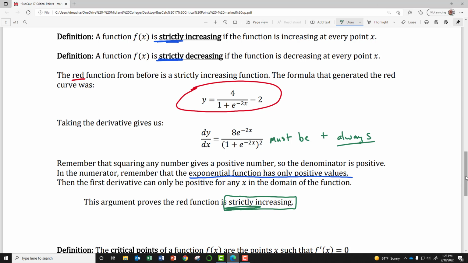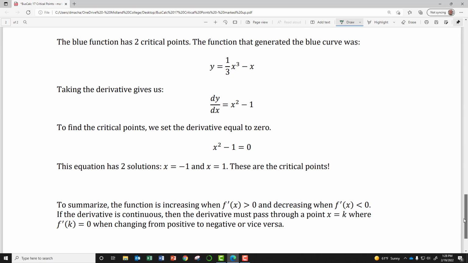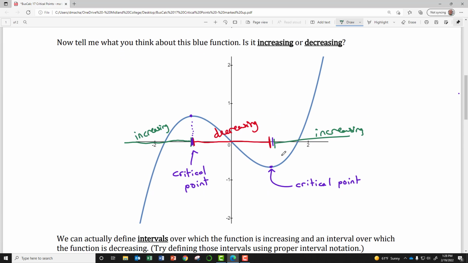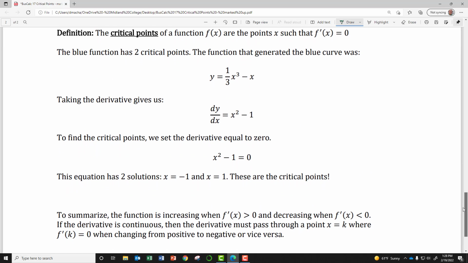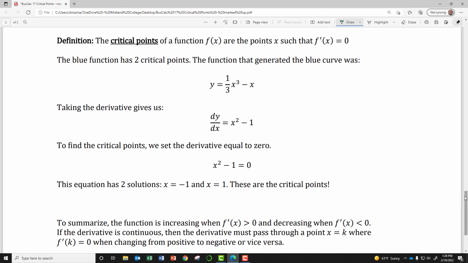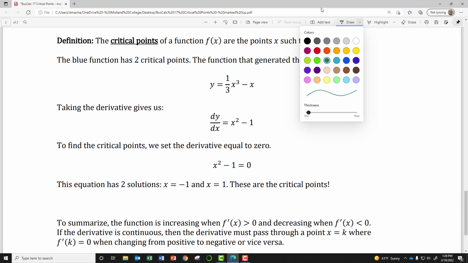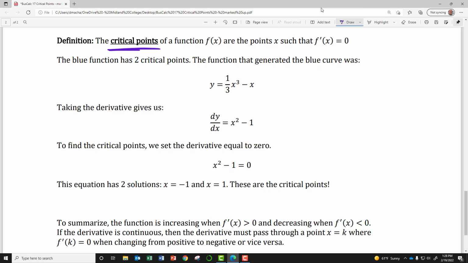Okay, and then now let's recall the blue curve. And I'd already marked it all up, but this nice blue curve goes up and then down and then back up again. Remembering the blue curve, it had 2 critical points there. And now I present to you this new definition for critical points. So a point is a critical point if the derivative of the function is 0, right? So if it's neither increasing nor decreasing, that means the derivative has to be 0.